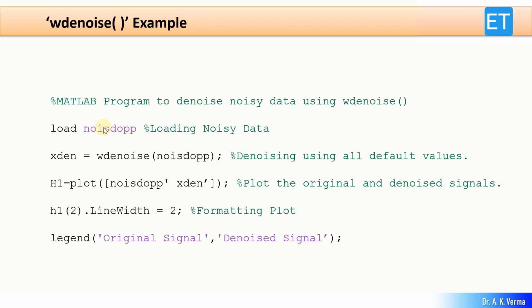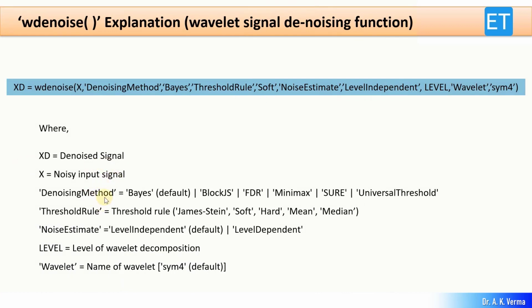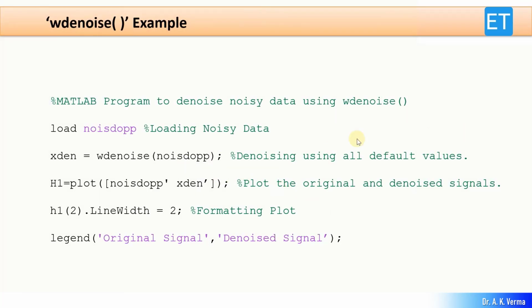So here I am only passing the signal. I am not giving any other parameters. So it means all the default values will be taken. As you can see in the previous syntax, everything will be default: the denoising method will be Bayes, the thresholding rule will be soft, and it will be label independent. So it will denoise using all default values, and then these are some plot commands.